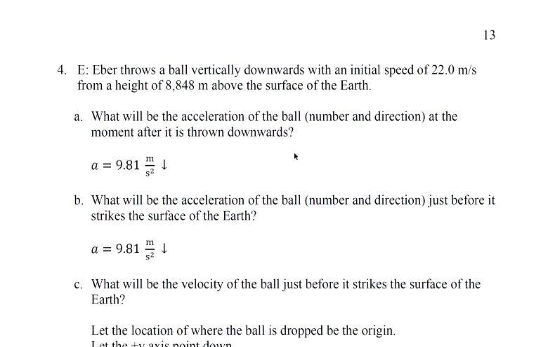Question 4. Eber throws a ball vertically downwards with an initial speed of 22 meters per second from a height of 88.48 meters above the surface of the Earth. Parts A and B are trying to convince us that the acceleration due to gravity is always 9.81 meters per second squared downwards if there's no air resistance.